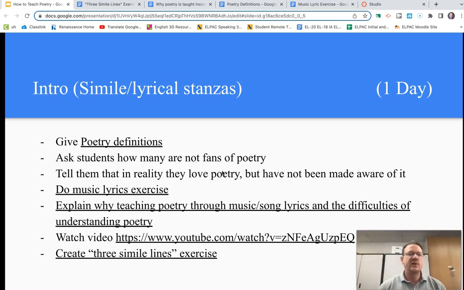I do the music lyric exercise where I start with some basics, what you'd call standard poems. So I'm kind of tricking them with what they're doing. Then I start hitting them with the music lyrics. And then I explain why I feel like poetry is taught incompletely, so the students don't think it's their fault. Then I say, okay, now we're going to transition to similes. I show them a real quick video that has maybe 5 or 6 songs that are just similes. And then I do the 3 simile lines exercise. That ends day 1. So hopefully that made sense.